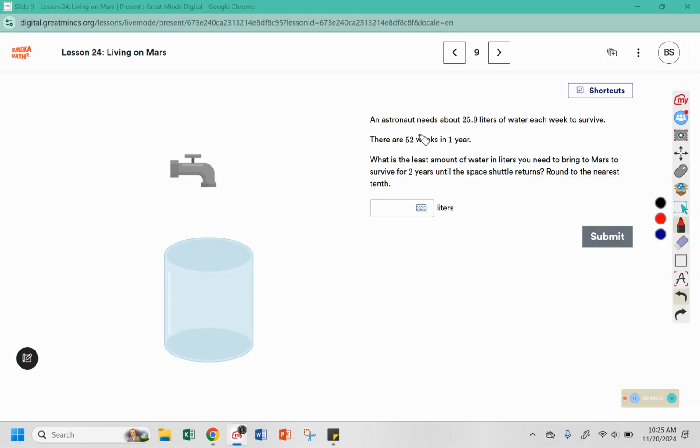Well, in 1 year, there's 52 weeks. So in 2 years, that would be 104 weeks. And we're drinking this much water per week. So we've got 25.9 times 104.